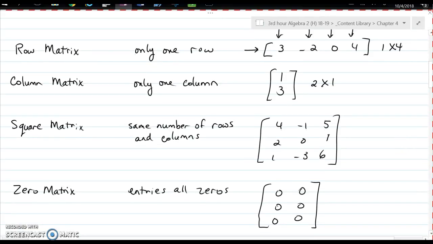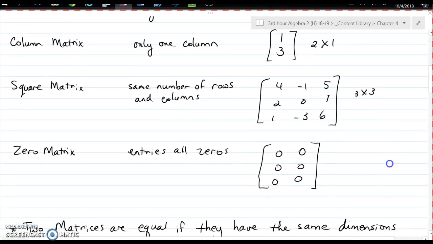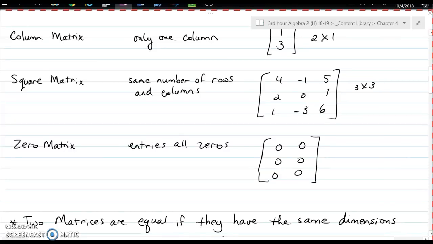Okay, and then we also have something called a square matrix. A square matrix is any matrix that has the same number of rows as columns. Notice this matrix has 3 rows and it has 3 columns. So it's a 3 by 3 matrix, and it's also called a square matrix because it has the same number of rows and columns.